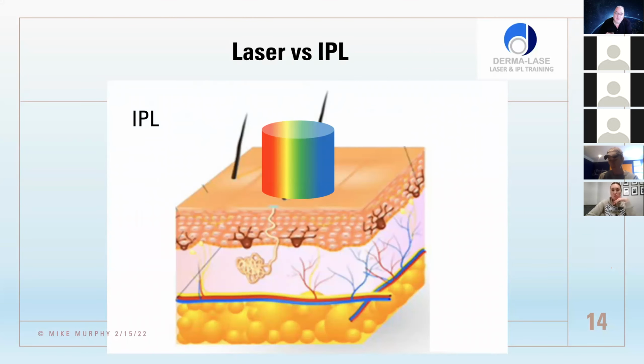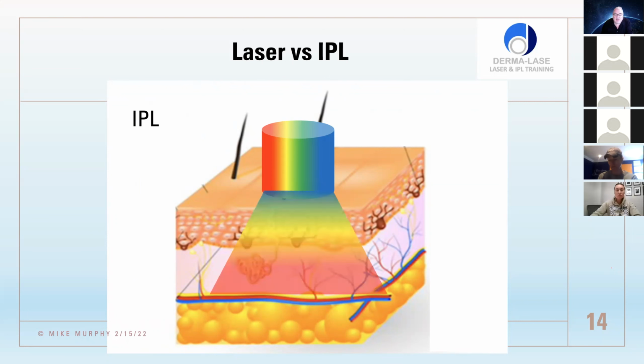But an IPL is slightly different. IPL has multicolored light, unlike lasers. Laser only has one color. And the difference here is that when that goes into the skin, it also spreads out. But what you'll find is that the red light will go deeper than the yellow, which is deeper than the green, which is deeper than the blue. So the different wavelengths penetrate differently into the skin.